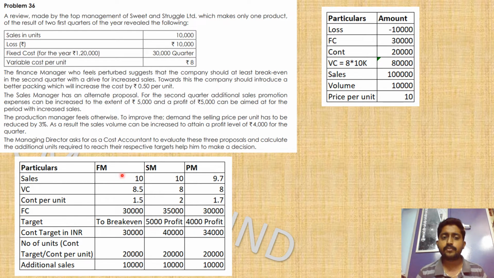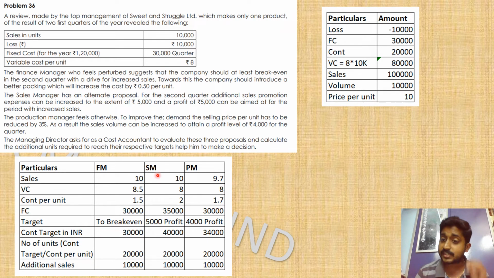So what is the target for the finance manager? The target is to break even. If the target is to break even, you're making zero profit, which means your fixed cost is equal to contribution. You have to earn a contribution equal to fixed cost, so contribution minus fixed cost is zero. No loss, no gain. That is called break even point. So the contribution target is equal to fixed cost, which is 30,000 rupees.